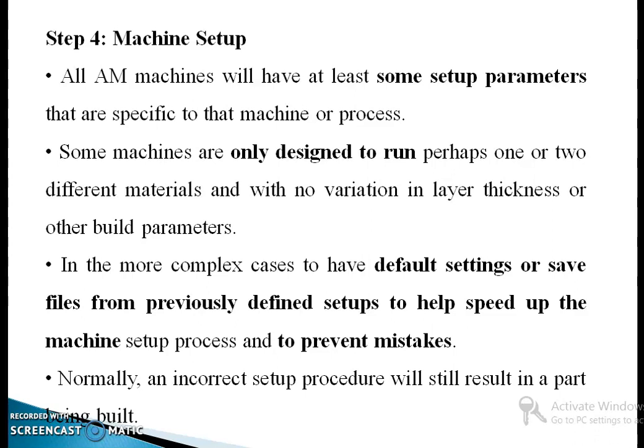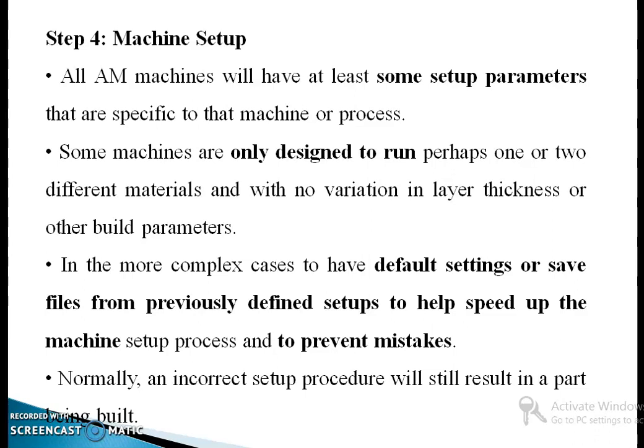In case of your fourth step, we have to provide some instruction to the machine setup. So all AM machines will have at least some setup parameters that are specific to that machine or process. Means instructions are given to your machine to start or stop the machine. Likewise, some machines are only designed to run perhaps one or more different materials, with no variation in layer thickness or other build parameters. Means we cannot vary the thickness of a layer in some machines.